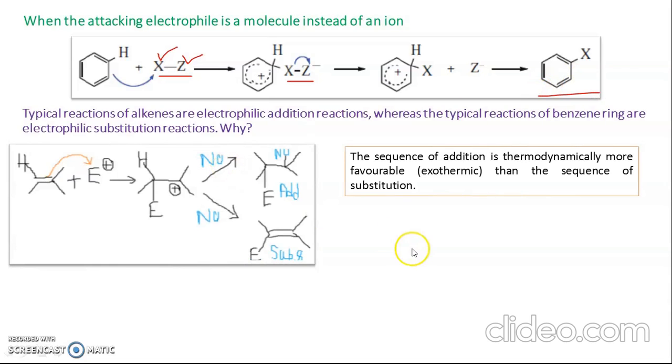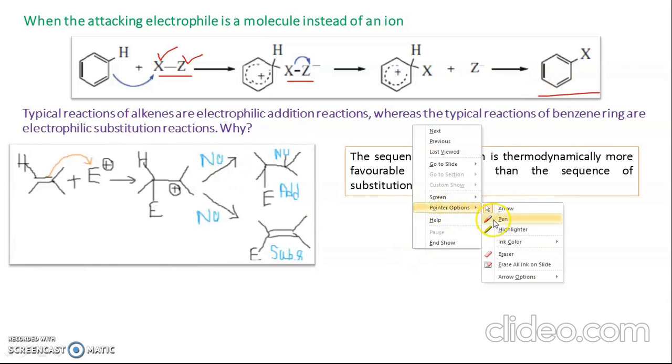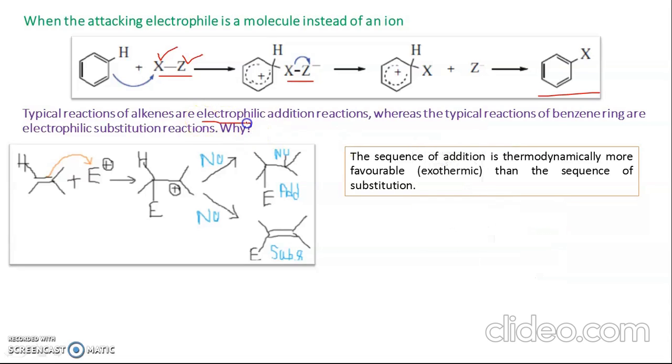Next we have a question. Typical reactions of alkenes are mostly electrophilic addition reactions. But typical reactions of the benzene ring or any benzene derivative are mostly electrophilic substitution, not addition. So what is the reason behind that?